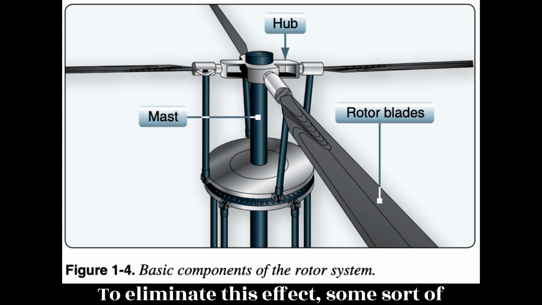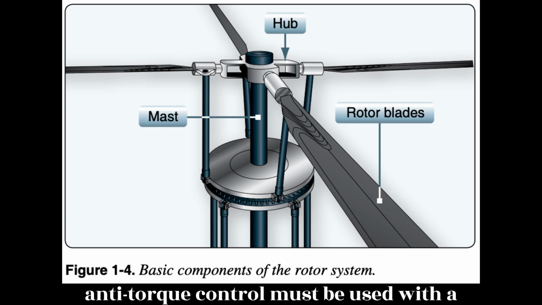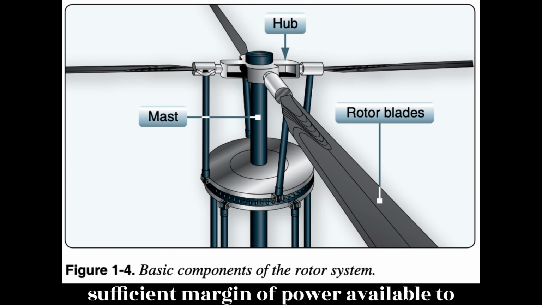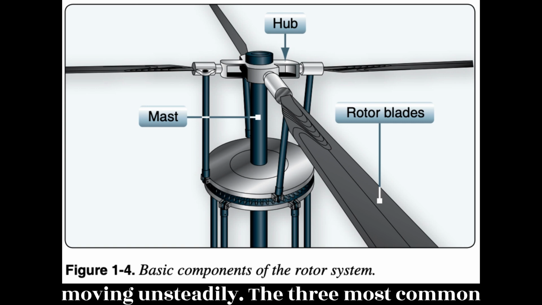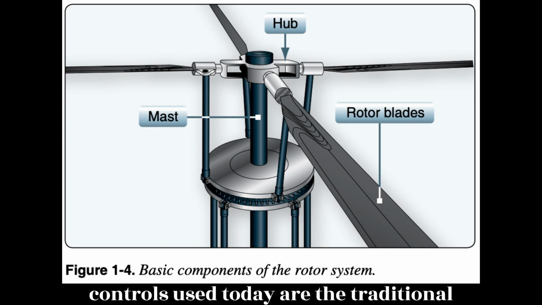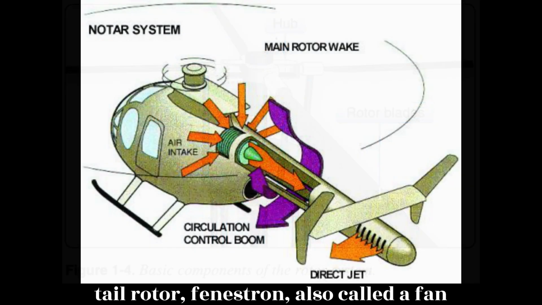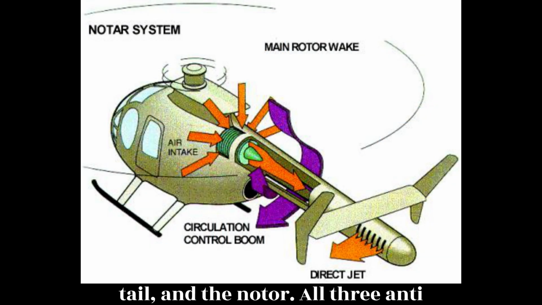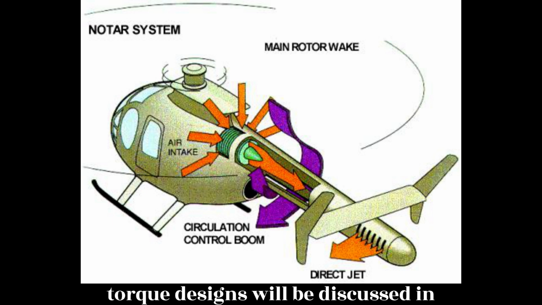To eliminate this effect, some sort of anti-torque control must be used with a sufficient margin of power available to allow the helicopter to maintain its heading and prevent the aircraft from moving unsteadily. The three most common controls used today are the traditional tail rotor, fenestron, also called a fantail, and the NOTAR. All three anti-torque designs will be discussed in Chapter 4, Helicopter Components, Sections, and Systems.